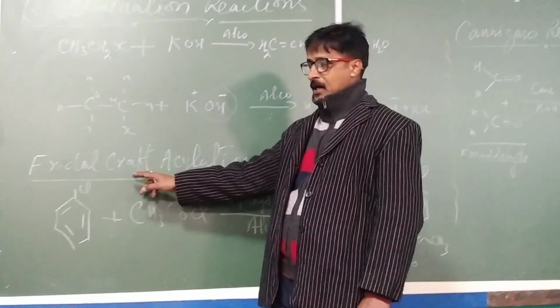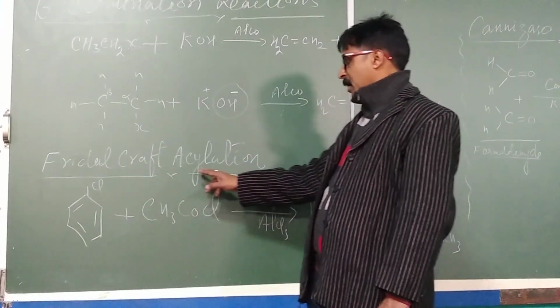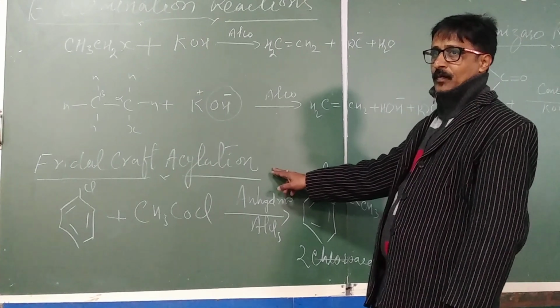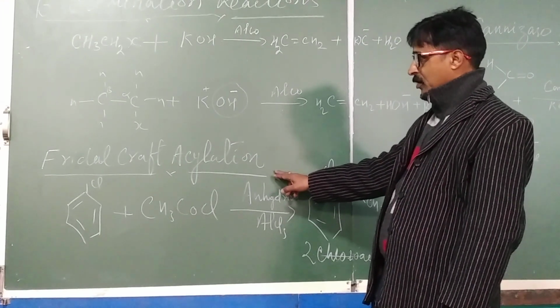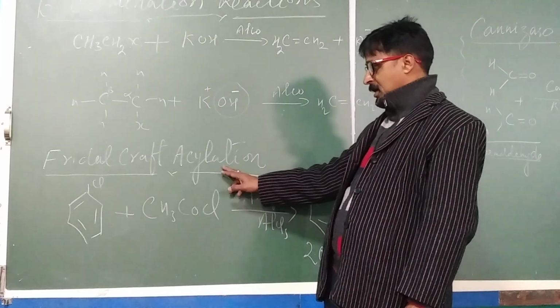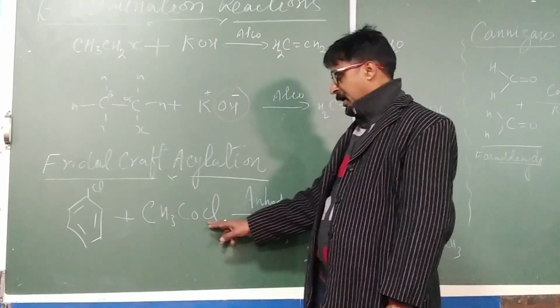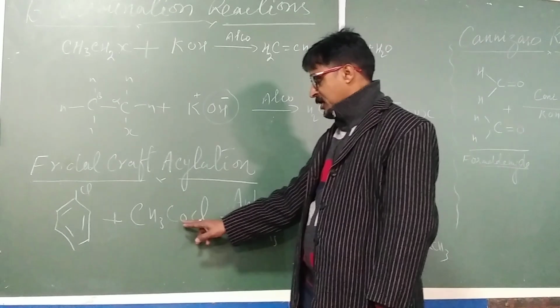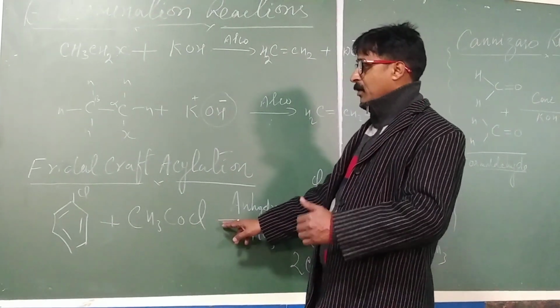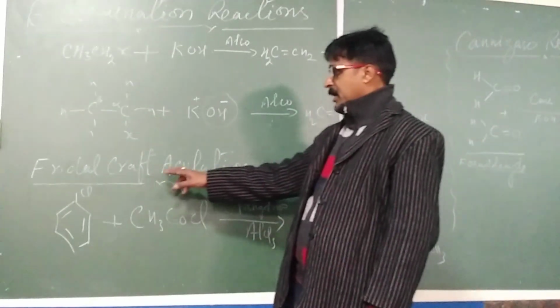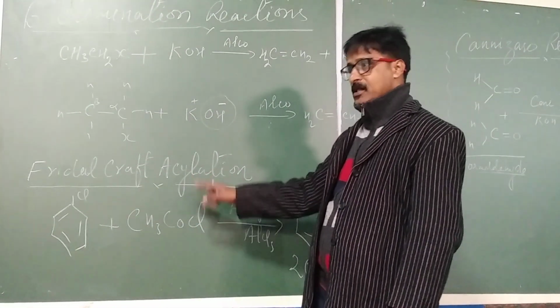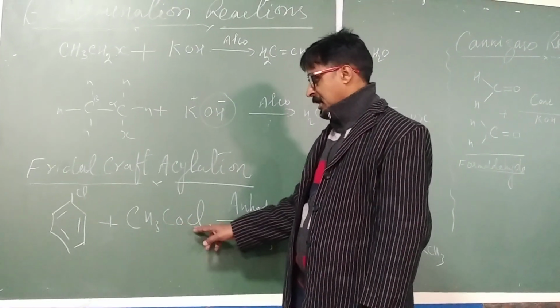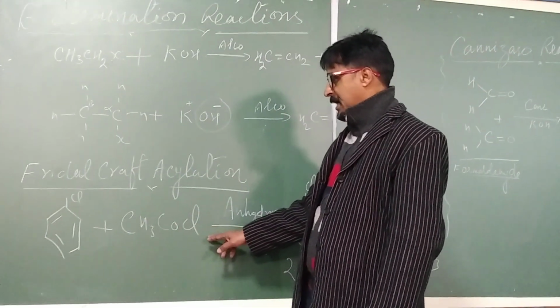Then comes one more reaction here. We have Friedel-Crafts acylation. Friedel-Crafts acylation. Okay. So acylation is always done in the presence of acetyl chloride. Right? Acetyl chloride, the formula is CH3COCl. There is one more type of reaction, which we call alkylation with alkyl halides, that is CH3Cl. This is CH3COCl, acylation.